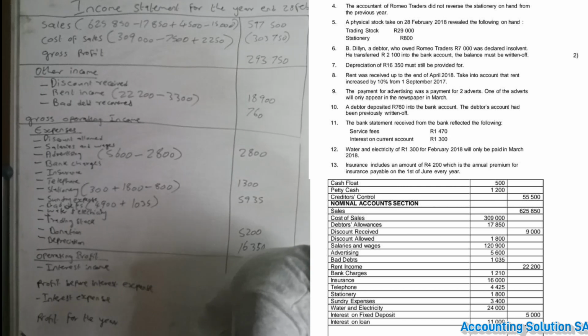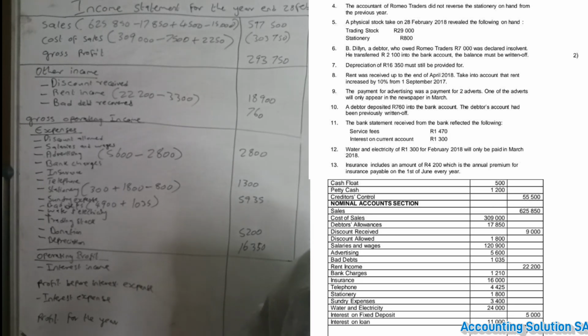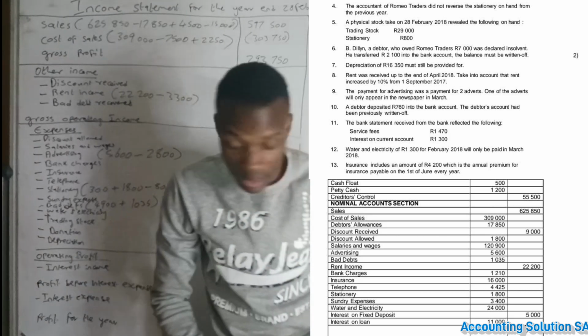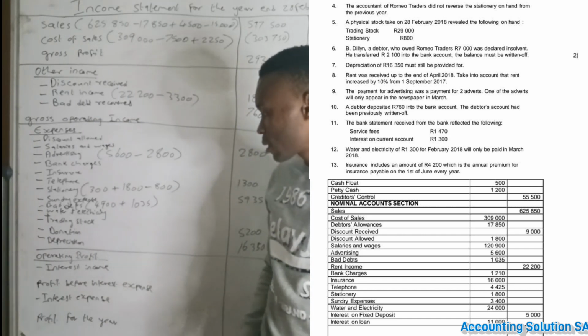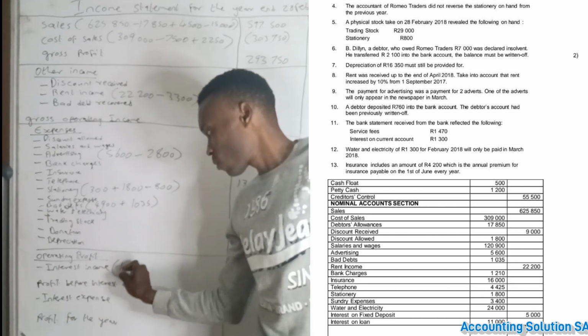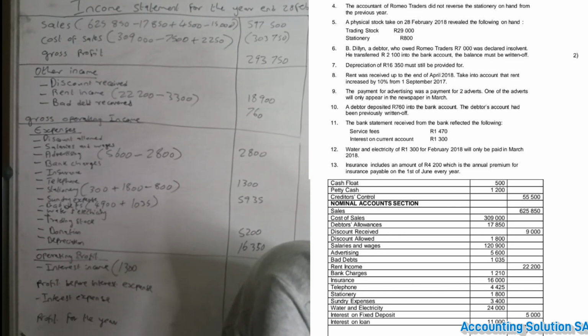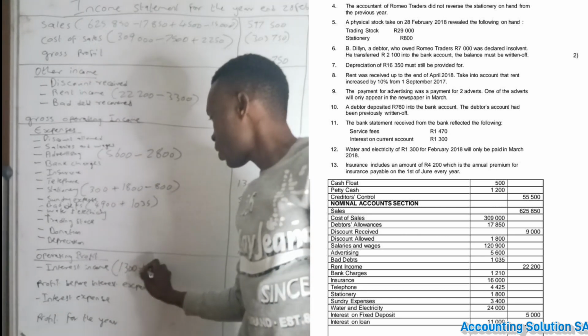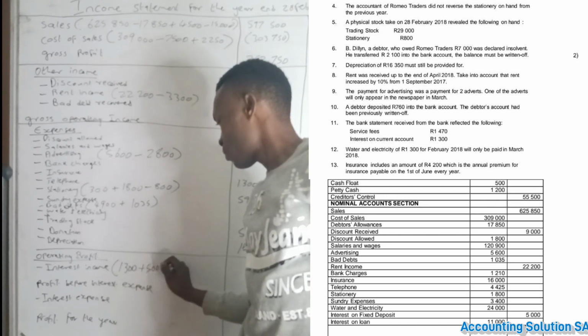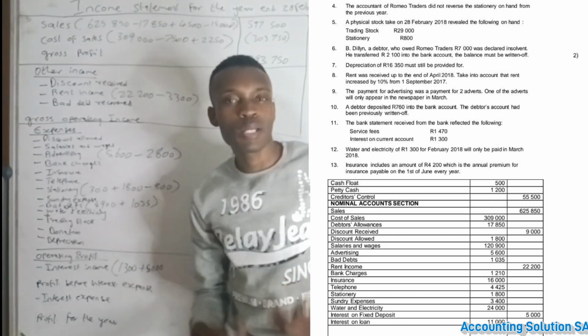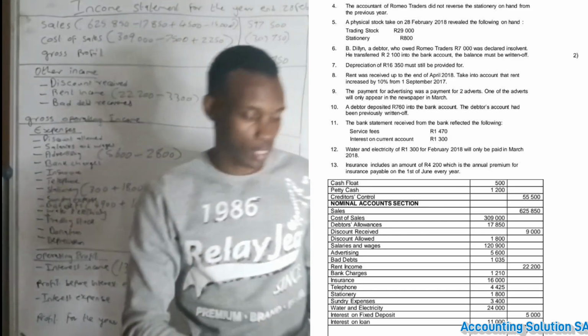Then let's proceed. The bank statement received from the bank reflects the following: service fee and interest on current account. Interest on current account is the one that we are going to adjust first. Interest on current account is one part of interest income, 1,300. But interest income, we also have it on top. We have to add it as well. Interest on fixed deposit of 5,000 also falls under interest income because we receive it. But interest on loan and other stuff is interest expense.